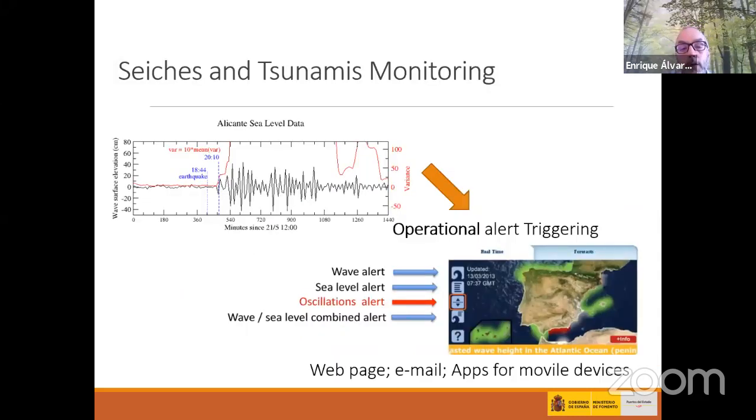Also, we use this sea level data for seiches and tsunami monitoring. You can see here an example of a tsunami that happened on the Mediterranean coast. The earthquake happened here on the Algerian coast, and after a while, the tsunami arrived in Spanish waters, and we were able to measure it.